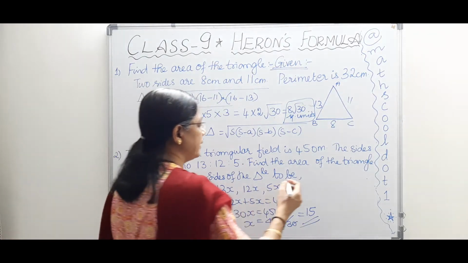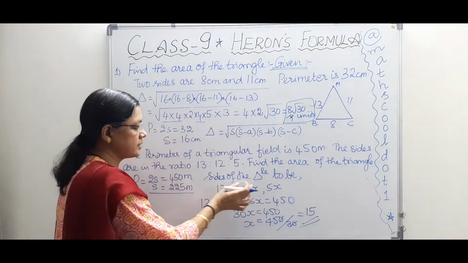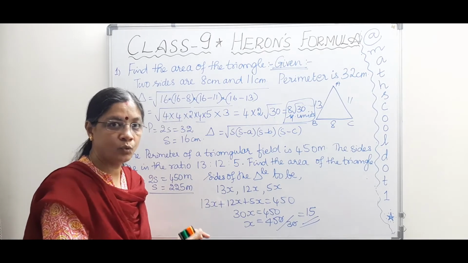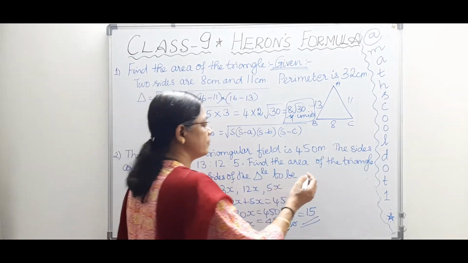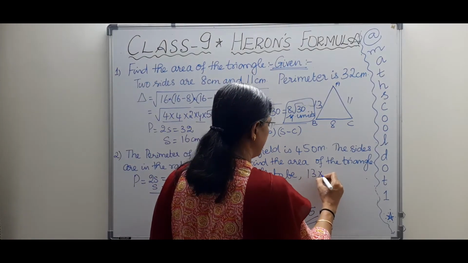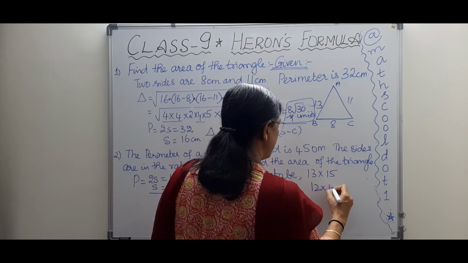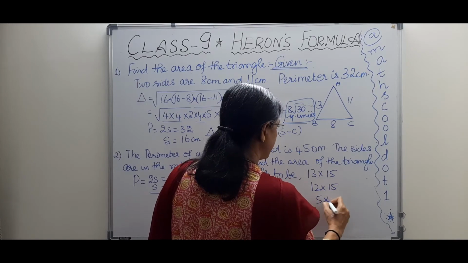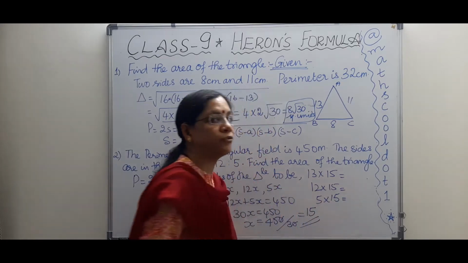Now after finding x, put it in the ratio, 13x, 12x and 5x. We have assumed the sides to be 13x, 12x and 5x, isn't it? So let us find the sides. What is 13x? 13 into 15. Then 12x is 12 into 15. 5x is 5 into 15. So these are going to be your sides now.